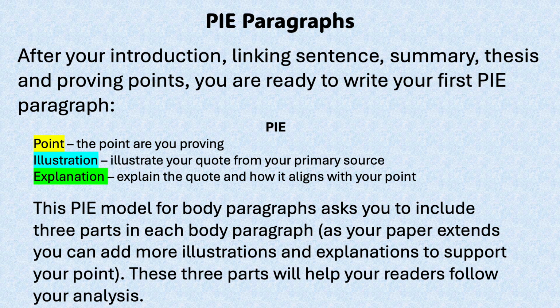After your introduction, linking sentence, summary, thesis, and proving points, you are ready to write your first pie paragraph. Pie? Point, the point you are proving. Illustration? Illustrate your quote from your primary source. Explanation. Explain the quote and how it aligns with your point. This pie model for body paragraphs asks you to include 3 parts in each body paragraph. As your paper extends, you can add more illustrations and explanations to support your point. These 3 parts will help your readers follow your analysis.